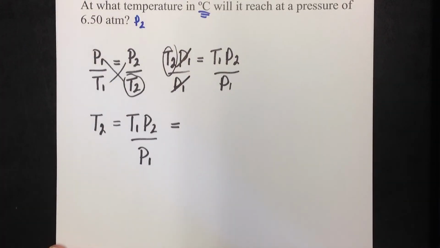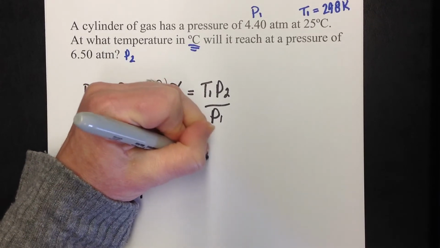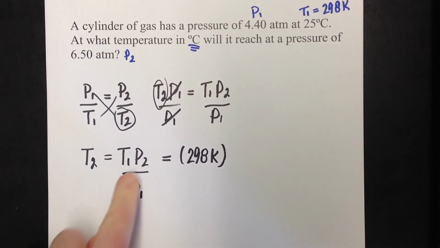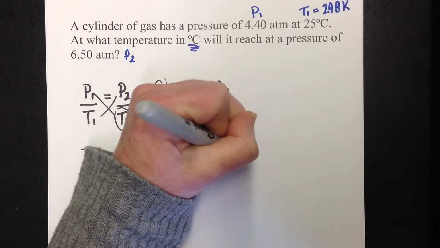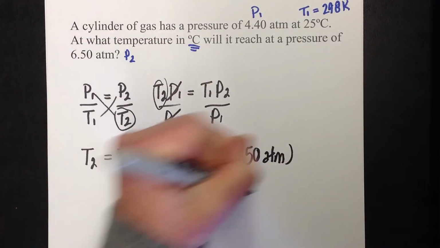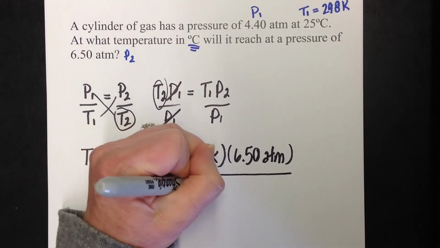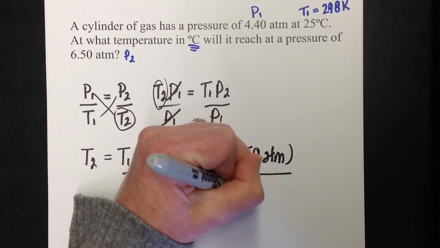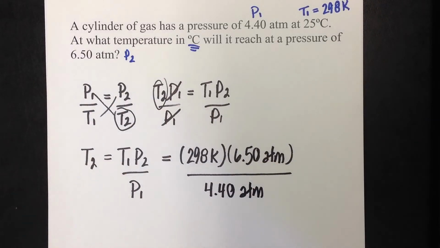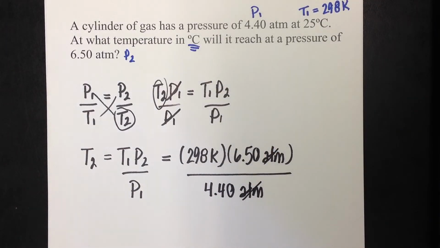Temperature 1 was 298 Kelvin. Pressure 2 was 6.50 atmospheres. Divided by pressure 1, which was 4.40 atmospheres. Everything is neatly in its place. Atmospheres cancel. I am left with Kelvin. That is great news because they asked me to solve for temperature.